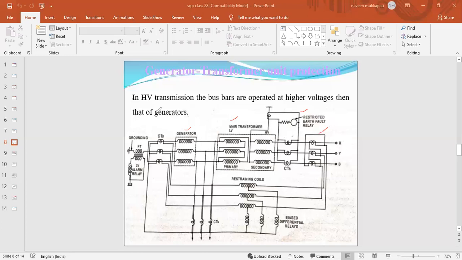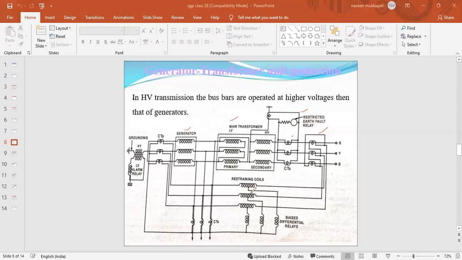and the main transformer we are connecting two CTs. Okay, on both sides of the generator and the transformer we are connecting the two CTs, this is CT1 and this is CT2. Okay, in this case we are using the bias differential protection.